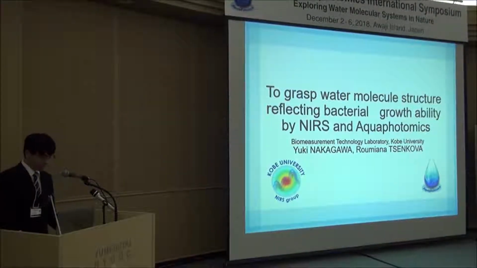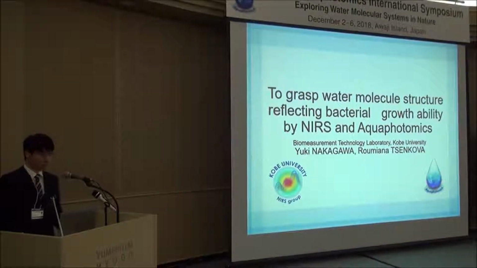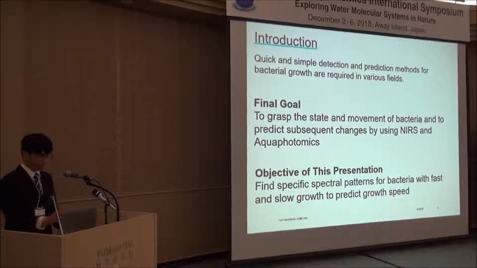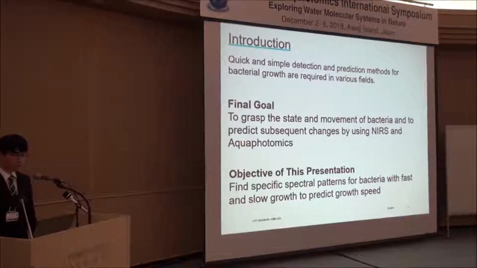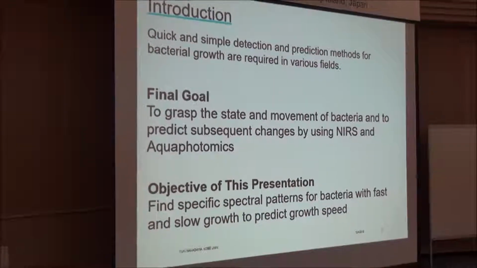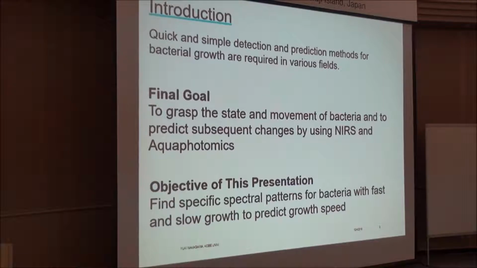Hello everyone, my name is Yuki Nakagawa of Kobe University in Japan. I would like to present my poster about this title. Now, quick and simple detection and prediction methods for bacterial growth are required. So, our final goal is to understand the state and movement of bacteria and to predict subsequent changes by using NIR and aquaphotomics. In this presentation, we tried to identify specific spectral patterns at each stage of bacterial development with fast and slow growth speed.